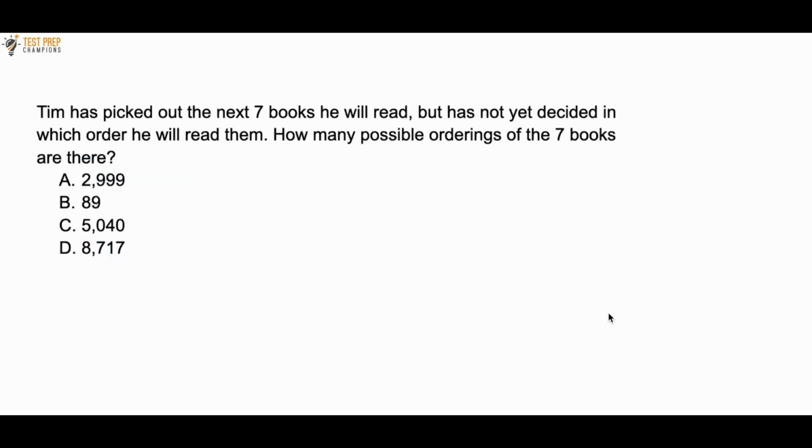Tim has picked out the next 7 books he will read, but has not yet decided in which order he will read them. How many possible orderings of the 7 books are there? Is the answer A, B, C, or D? So let me give you a chance now if you'd like to pause the video, try to figure this out, and then whenever you're ready, we'll go over the answer.